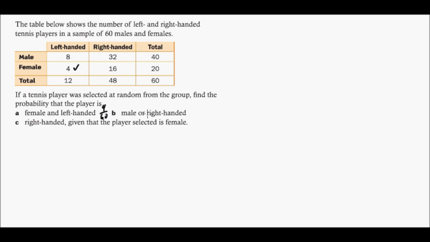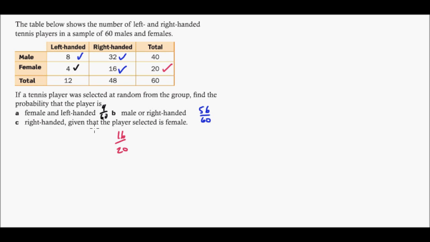All right, and let's look at B, male or right-handed. Now, male or right-handed, you have to be careful with this. So male is going to be this and this, but you also have to count the female right-handed. So 32, that's 48, and that's going to be 56 out of 60. Okay? And then right-handed, given that the player is female. Again, this is conditional probability. So let's look at female here, and right-handed, so that's just going to be 16 out of 20. So you notice in conditional probability, the denominator is always getting smaller. That's all you have to remember about it.